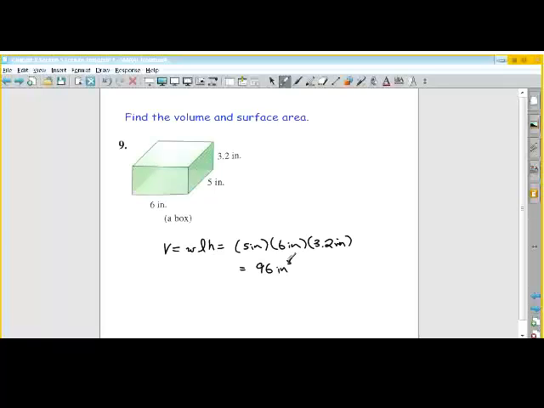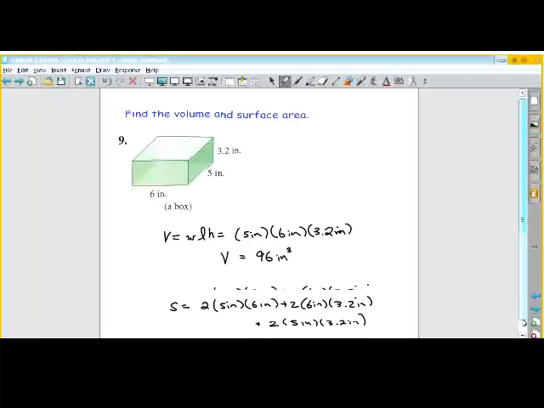And notice I have inches times inches times inches. So you want to make sure that you include the units. Otherwise, it could be 1,000 times bigger. And then the surface area is going to be 2 times 5 inches times 6 inches. I'm going to use these two, then I'm going to go to the next two, so I'll use 6 inches and 3.2 inches. And then I have to do the last one. I used this one and this one, so I need to do the first and the last.